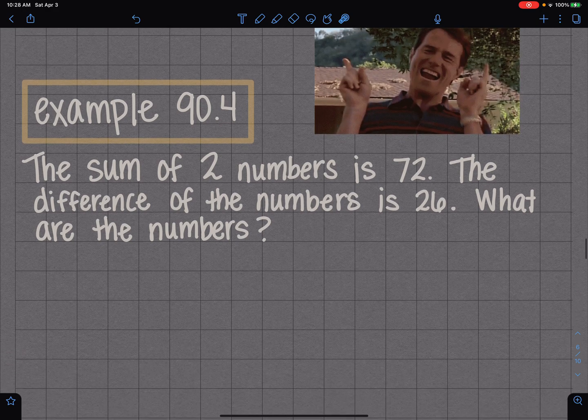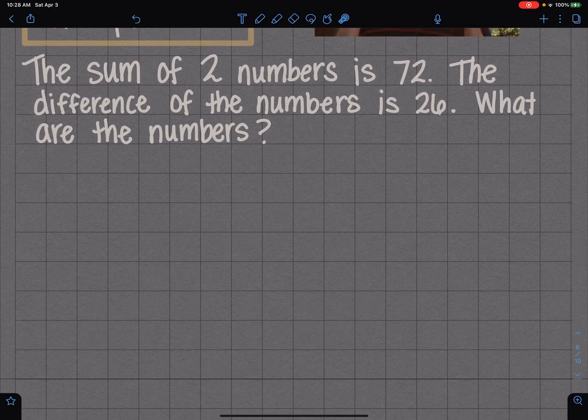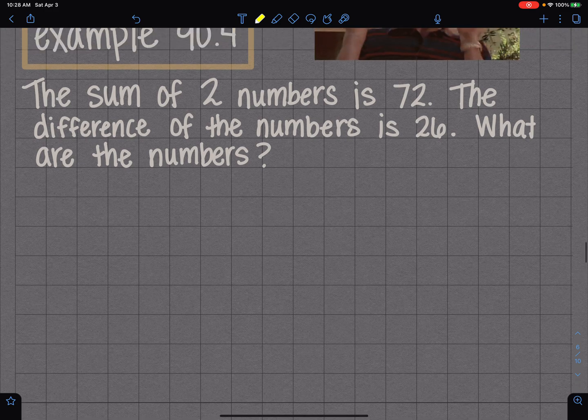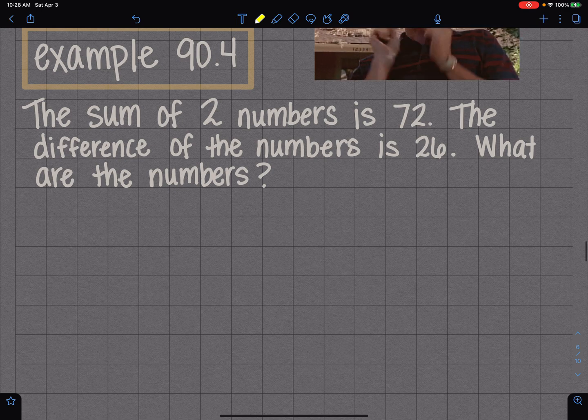Let's do example 90.4. It says, the sum of two numbers is 72. The difference of the numbers is 26. Ooh, that's interesting. This is a great math problem. I love it. What are the numbers? So there are two numbers. The two numbers add to 72. So let's start with that.